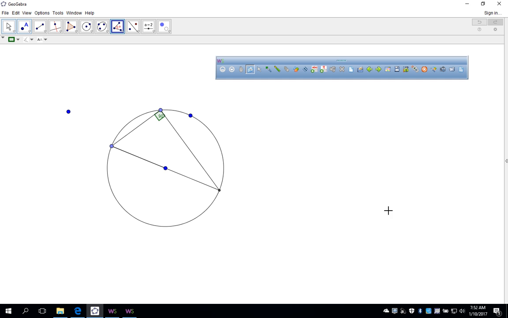But what's kind of cool about this? If I drag this point around, which I can do, no matter where I drag this, what's that angle always? It's always 90 degrees. Can anyone tell me why that's true? Why is that true, based on what we just learned in the first conjecture?